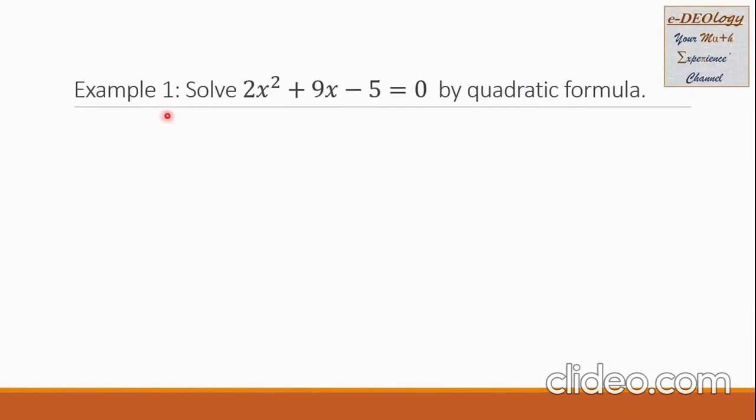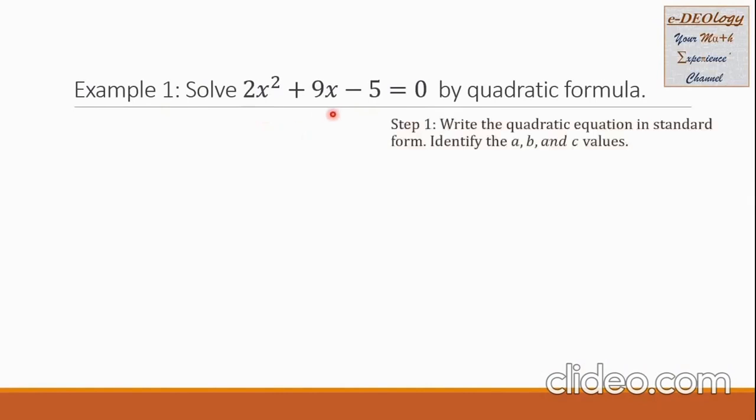This is example 1. Solve 2x squared plus 9x minus 5 equals 0 by quadratic formula. In solving, it means we want to get the values of the x. Step 1. Write the quadratic equation in standard form. The equation is already in standard form because all the terms are on the left and it is equal to 0.